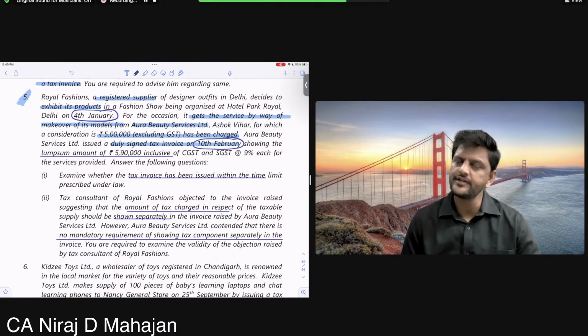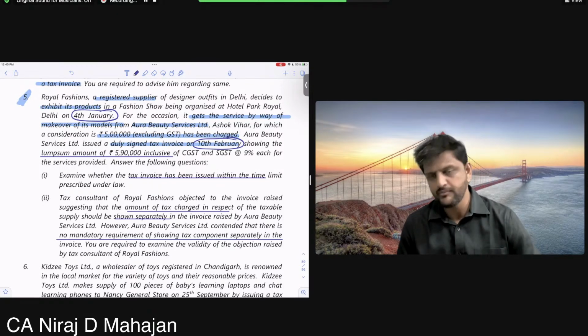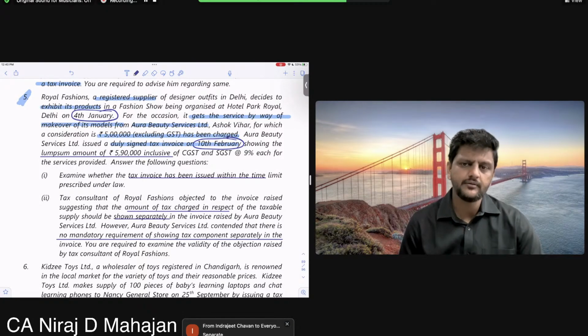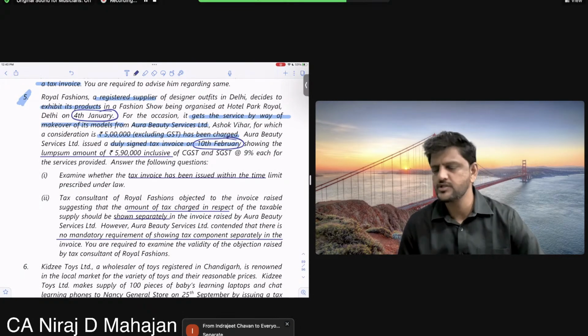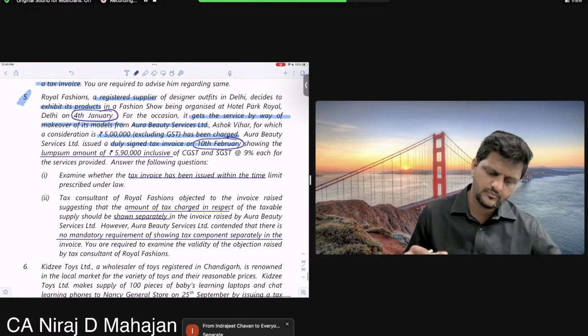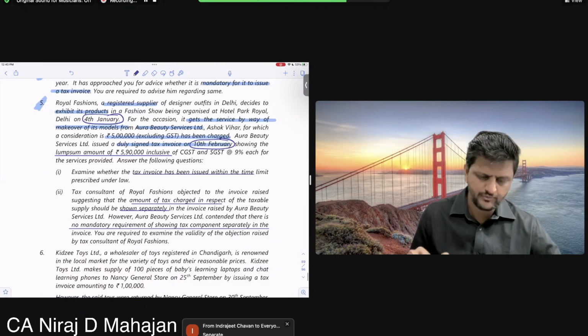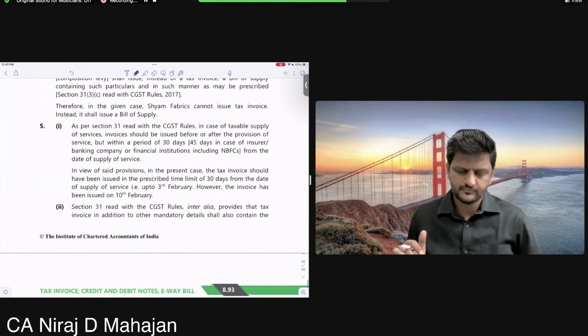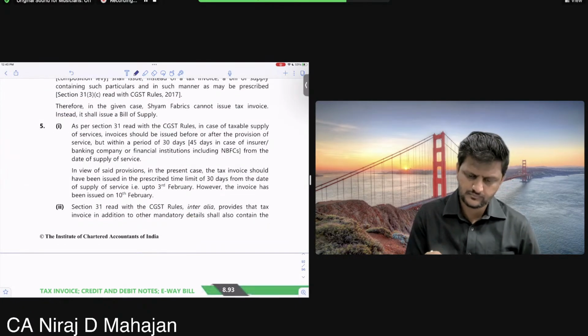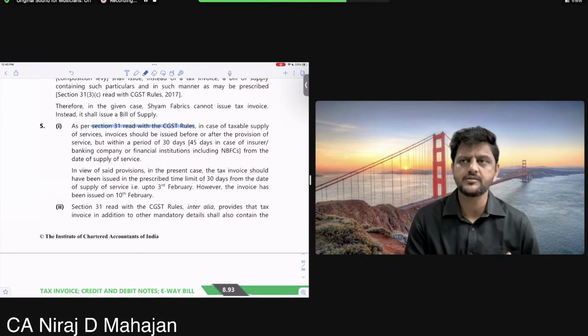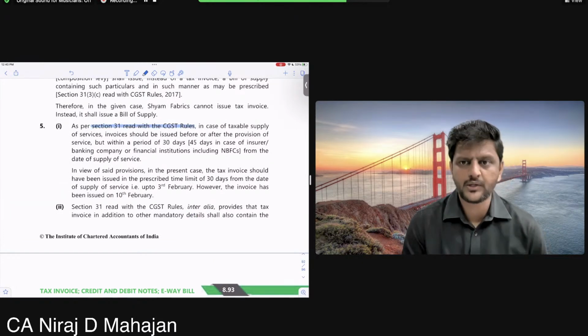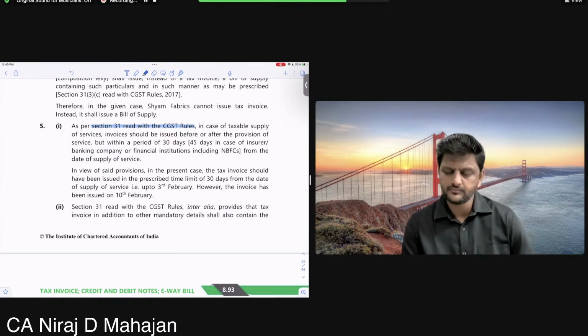For that again, bachcho, Section 31, read with the rules for the formats. We compulsorily have to show item separately, rate separately, taxable value separately. Everything has to be mentioned separately. Okay. So there is a mistake from the buyer's side. Buyer means recipient. Sorry, the supplier's side. The invoices were not issued properly, na?